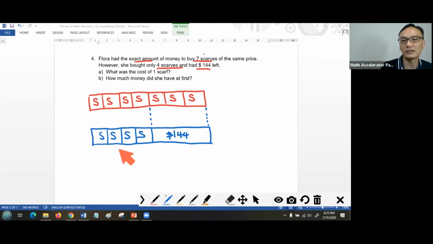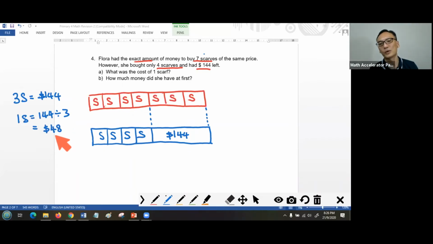Right, it can buy 3. Thank you, Amber, Jai, and Braden. So 3 scarves is equal to $144. A is asking us what's the cost of 1 scarf. So 144 divided by 3, and we will get an answer of 48. I see a lot of people got 48 as well. Good job, Estelle, Braden, Lloyd, you got 48. So this is the answer for A. Let me write it down here.